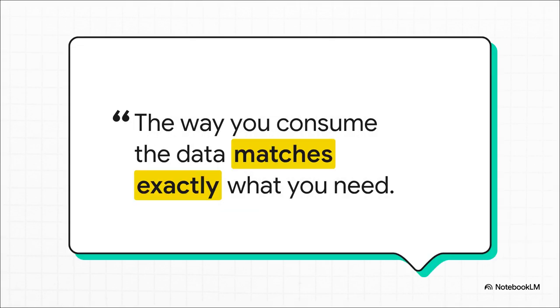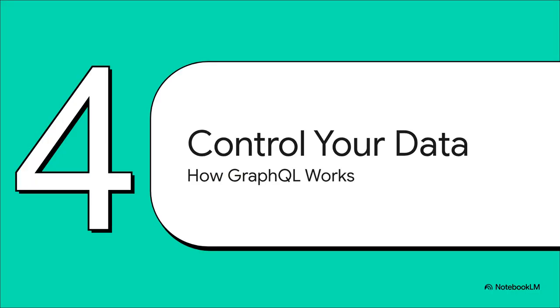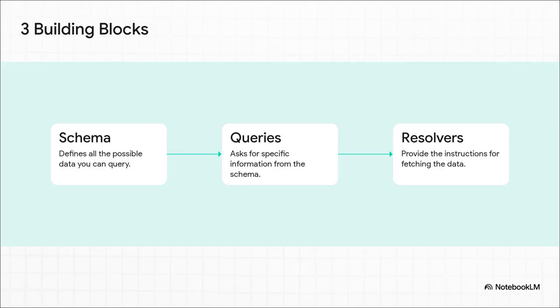There's a quote from the source material that just says it all perfectly. The way you consume the data matches exactly what you need. That is the fundamental promise of GraphQL. No overfetching extra data, no underfetching and having to make another request, just precision. So how does this magic actually work? How does the server know what data is even available and how to go get it? Well, it all comes down to a really clear and organized structure on the back end. It really boils down to 3 core building blocks.